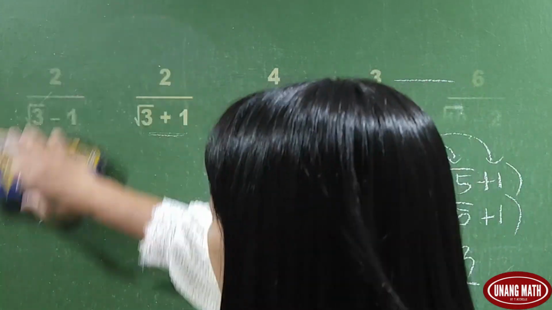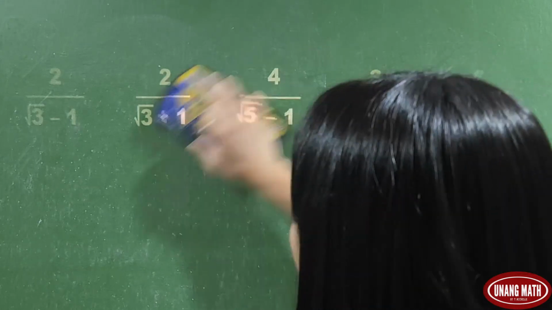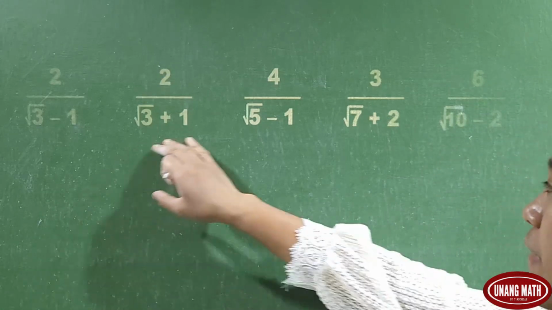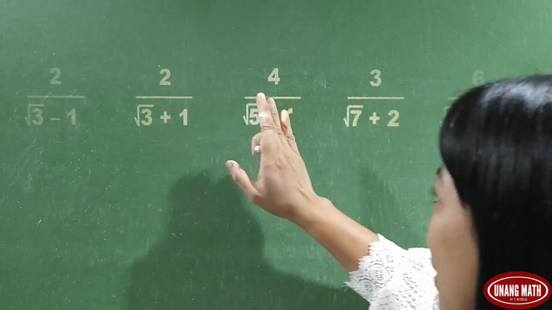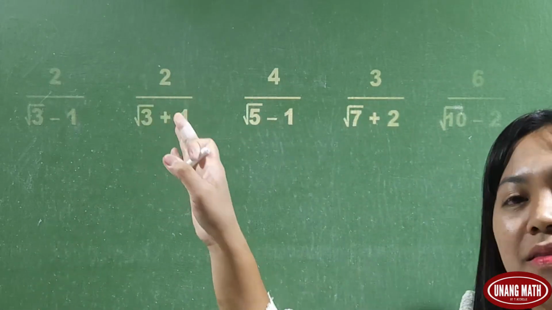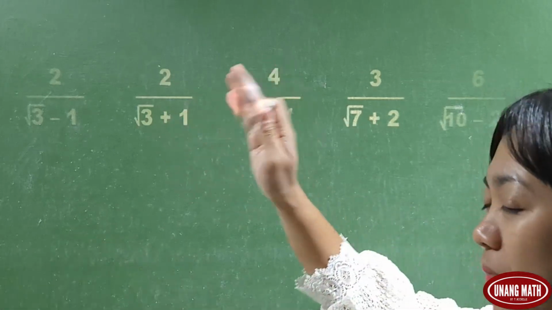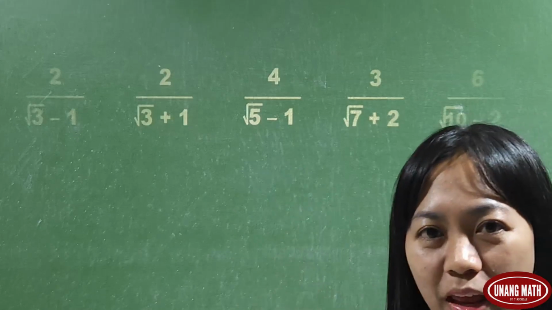Okay, now look at these fractions that we have here. What kind of fractions do you think are these 5 fractions? Okay, when you see this kind of fractions, these fractions have the same numerator and denominator.